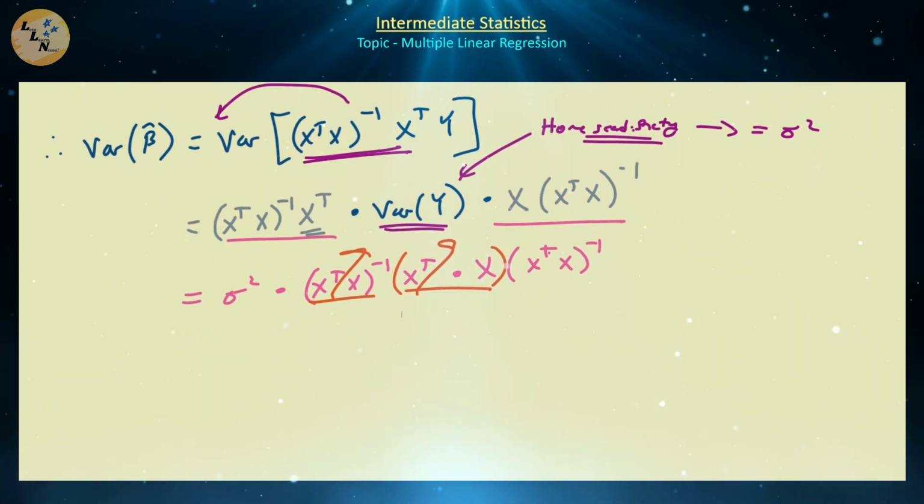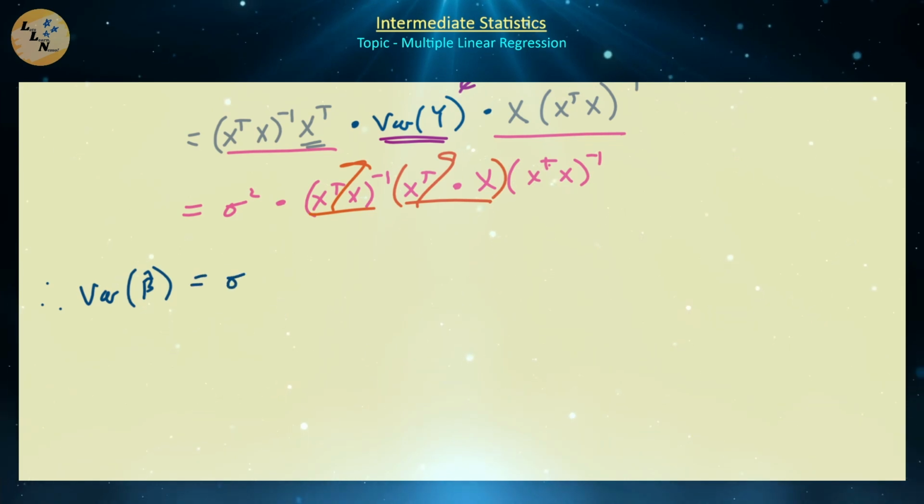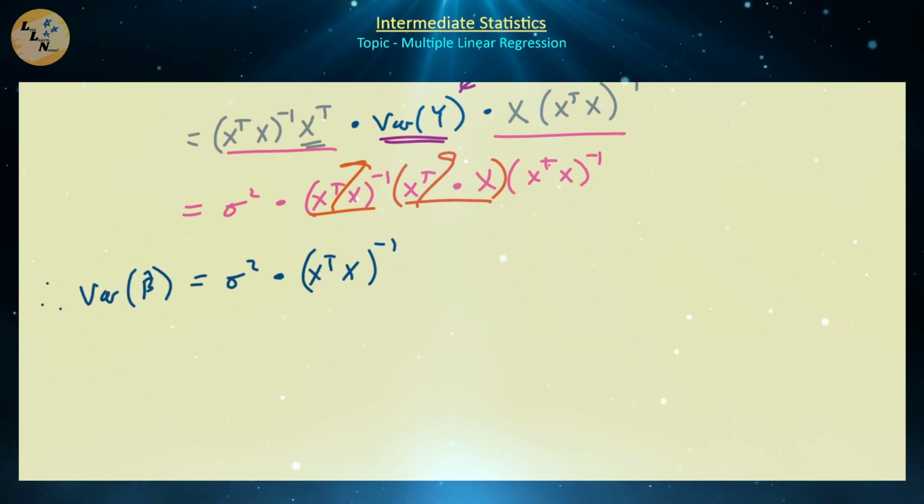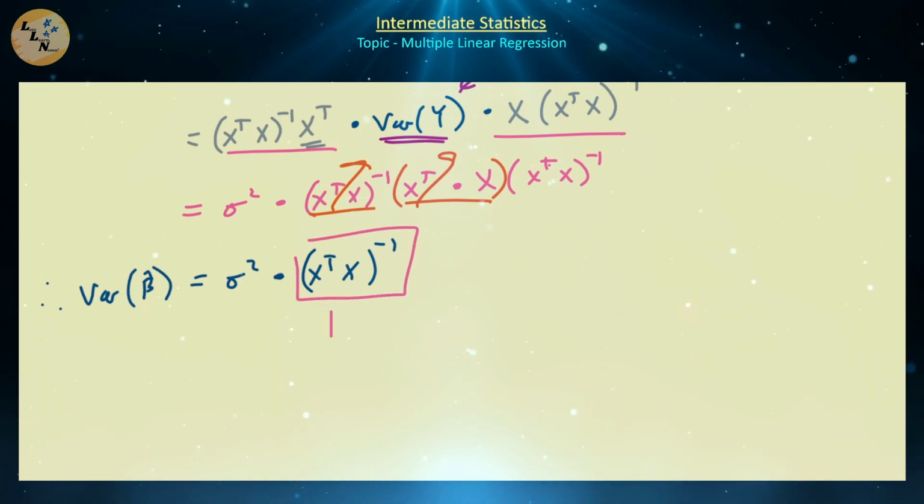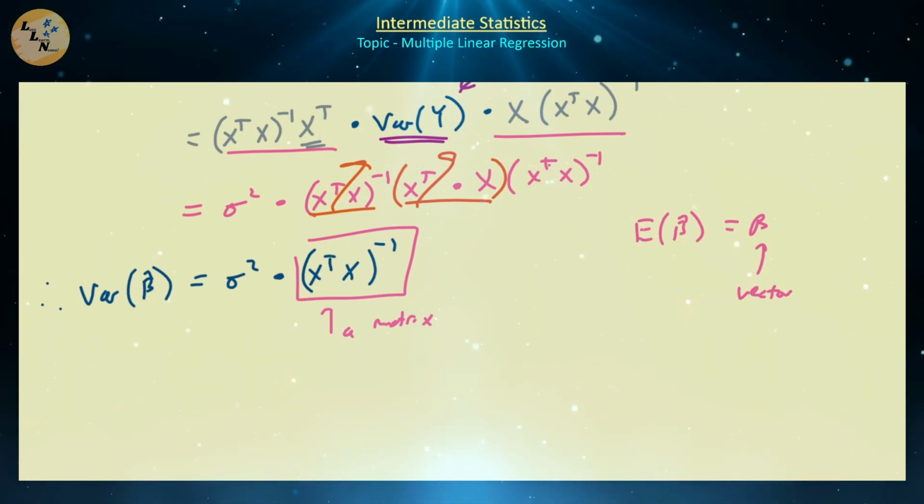So what kind of thing are we left with when those things simplify? So we're left with the variance of beta hat is equal to σ² times (XᵀX)⁻¹, right? And we're assuming, of course, that XᵀX is an invertible matrix, right? So this is a matrix. And keep in mind, the expected value of beta hat equals beta. This is a vector.